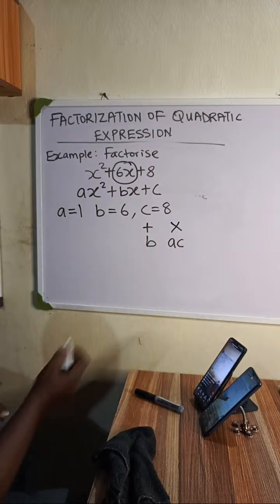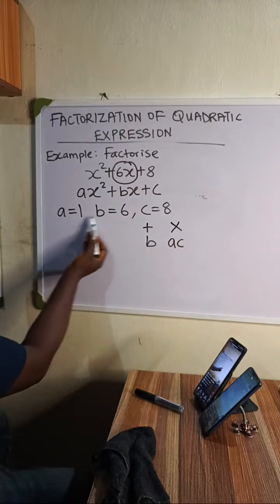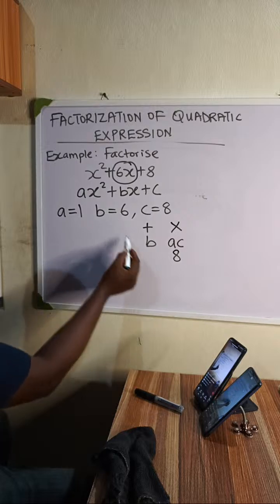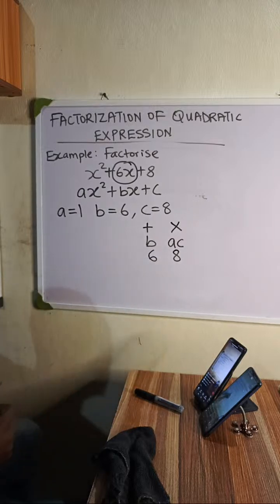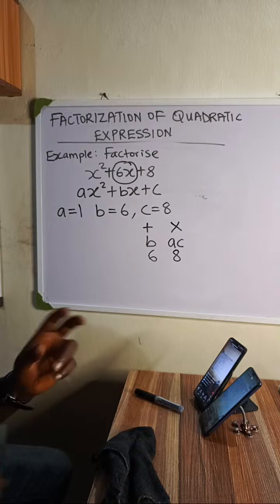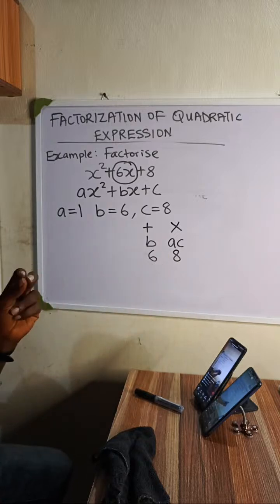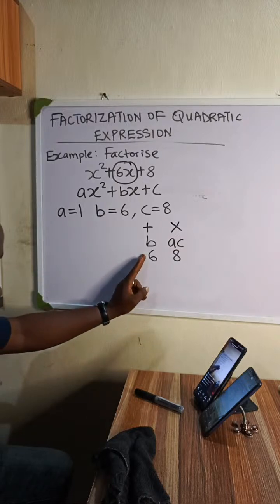So now our AC is 1 times 8, which is 8. Our B is 6. So this means we are looking for 2 numbers that will multiply themselves to give you positive 8, and those same 2 numbers will add themselves to give you positive 6.